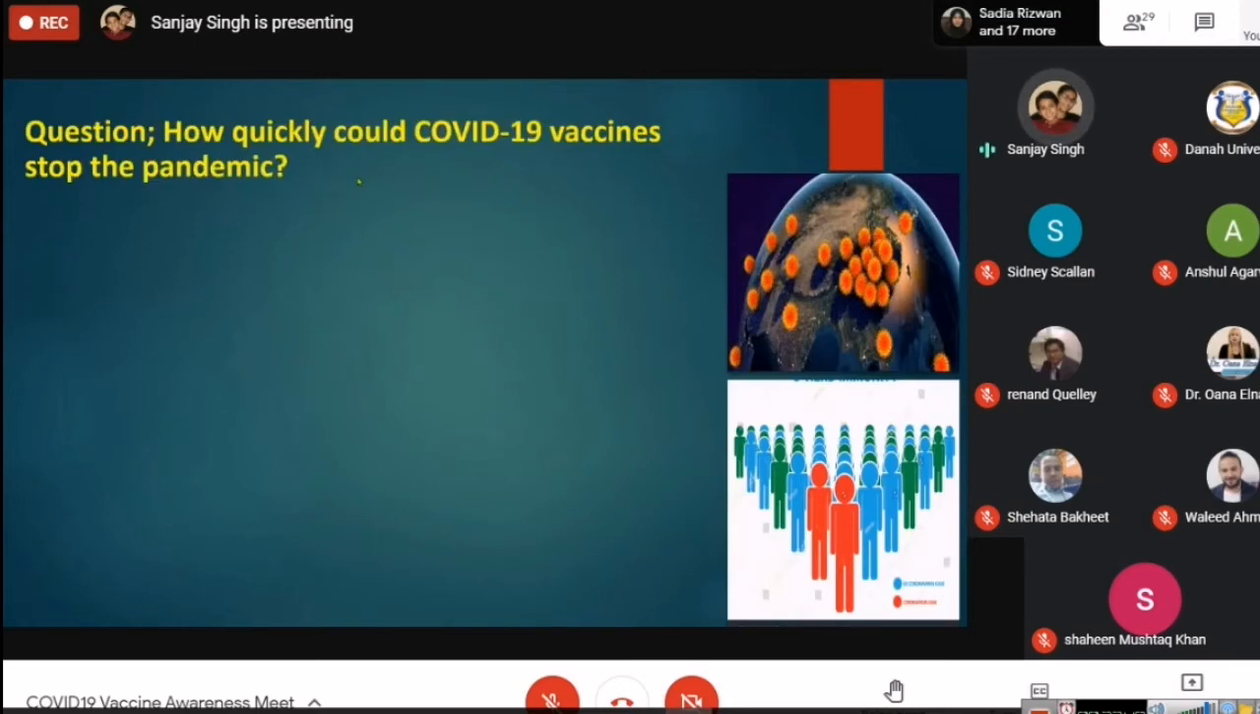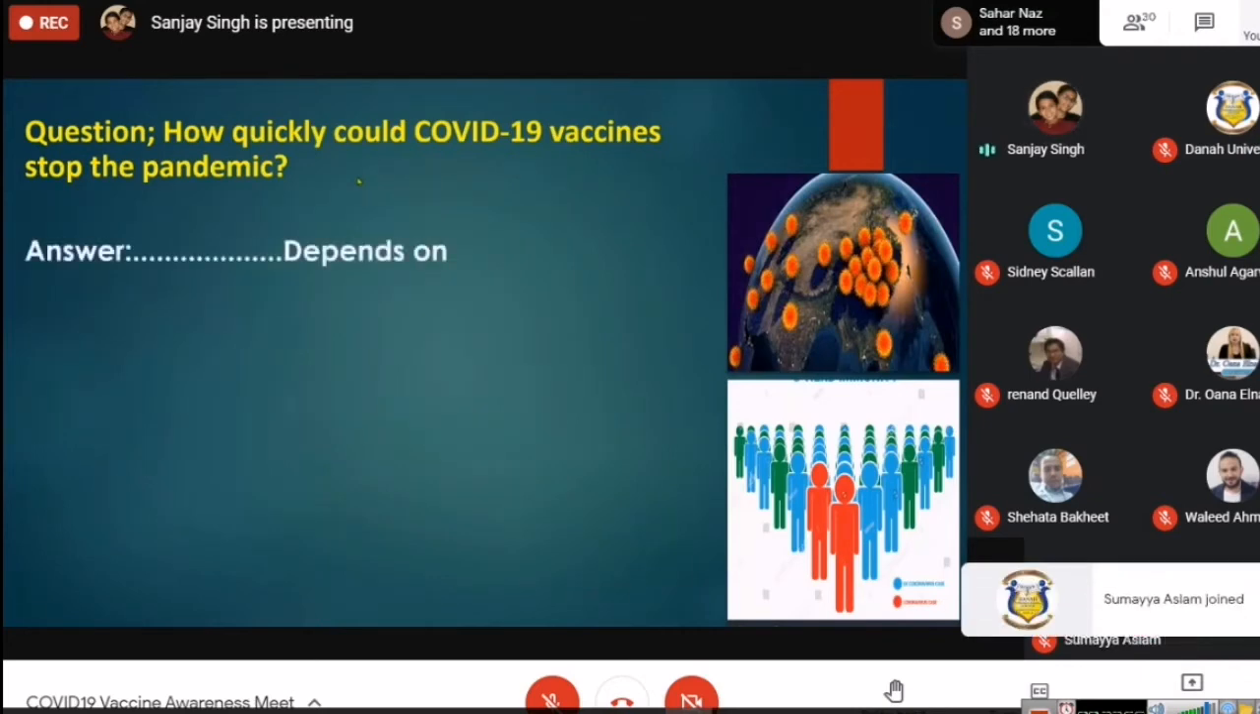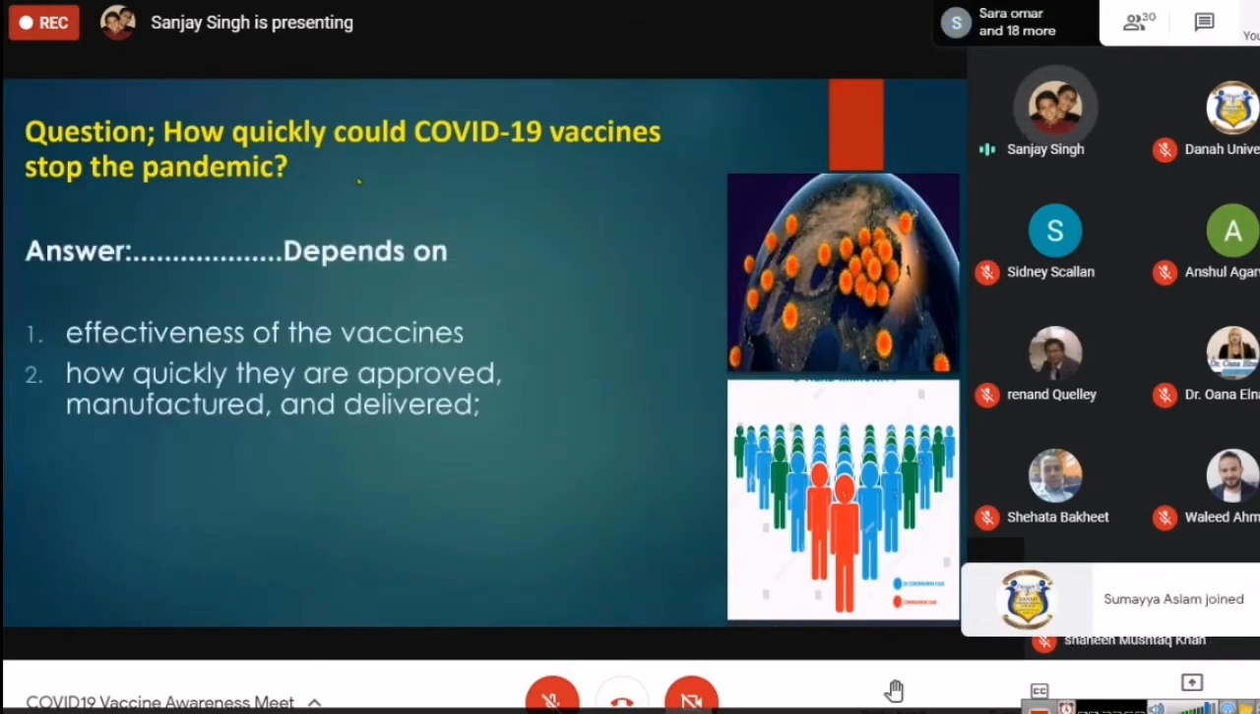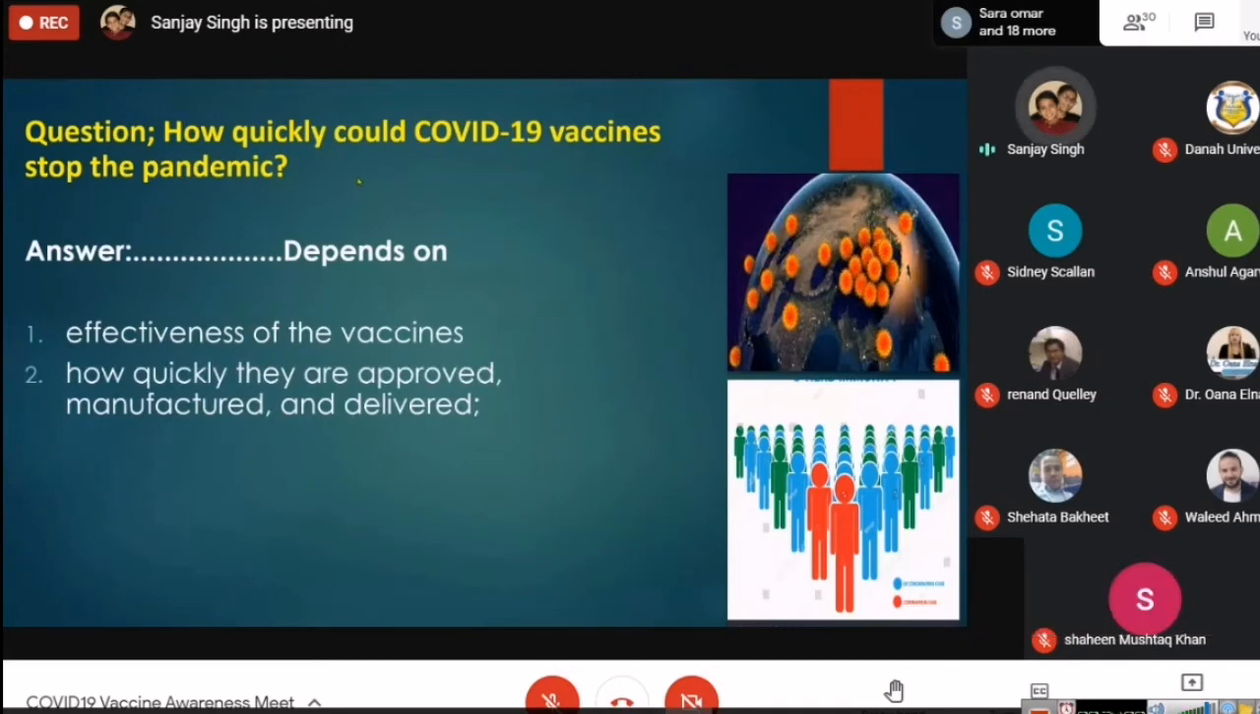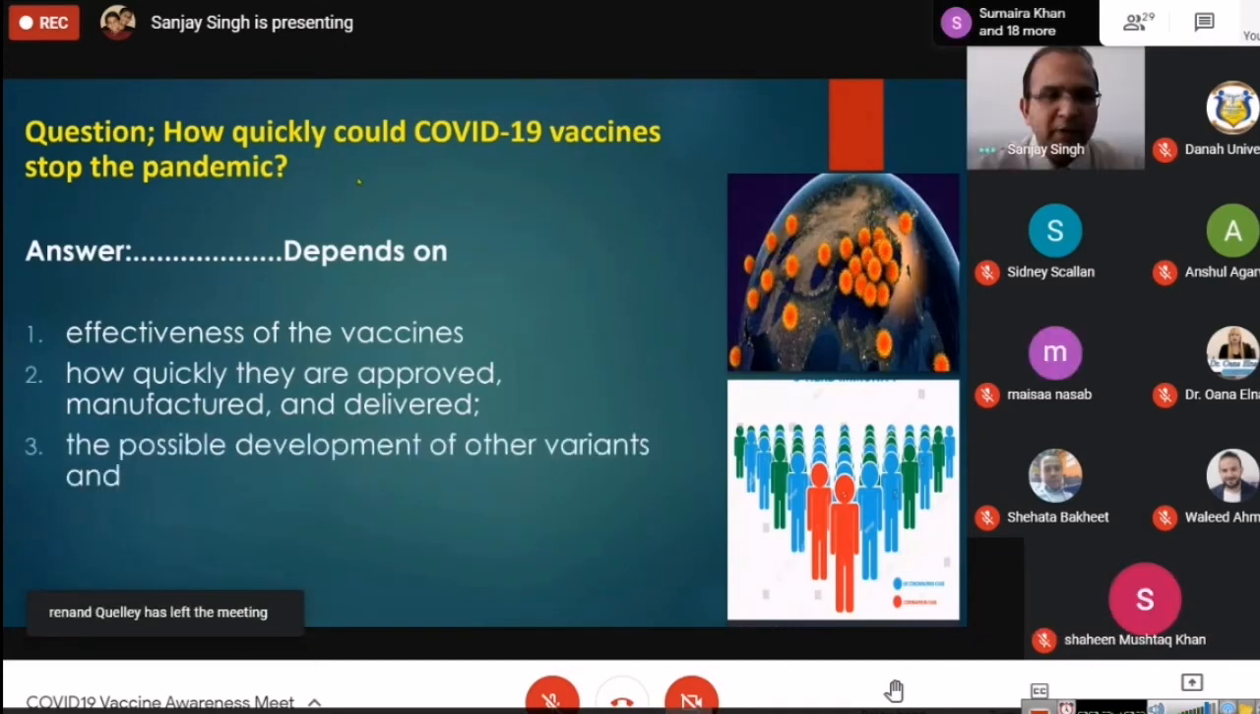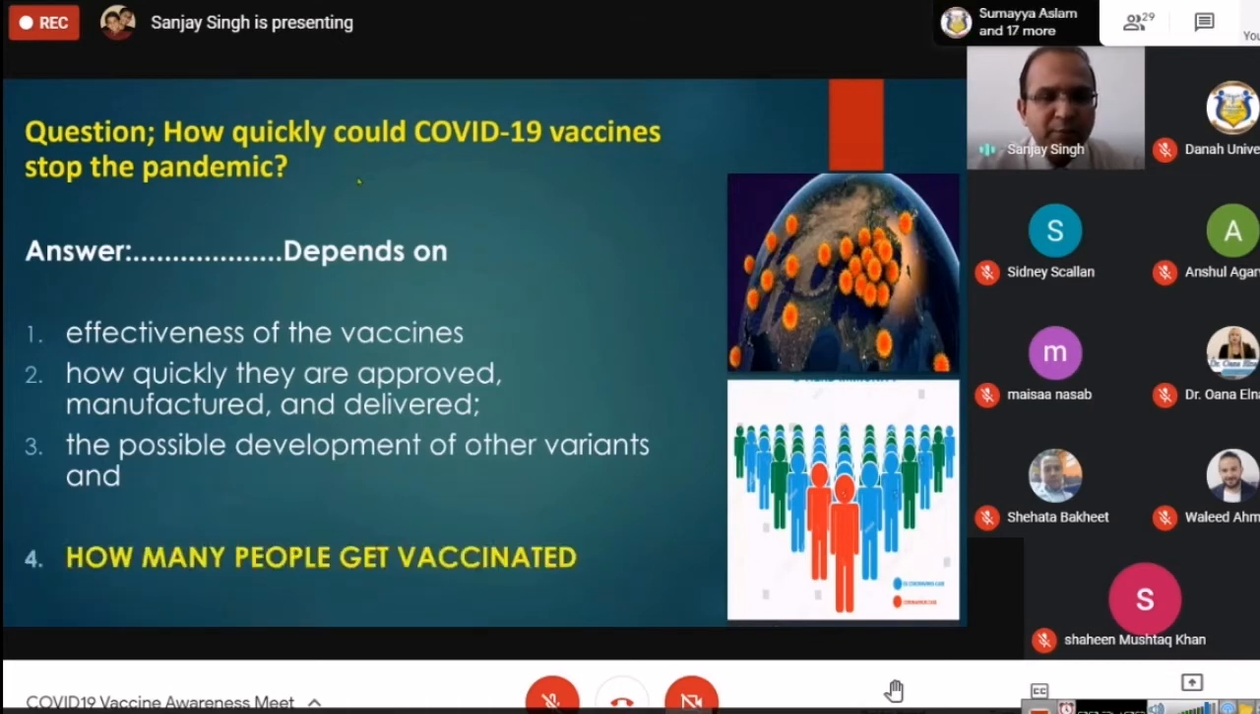How quickly would COVID-19 vaccine stop the pandemic? Well, it depends on the effectiveness of the vaccine, how quickly they are approved, manufactured, and delivered, and the possible development of other variants, and of course, how many people get vaccinated. And now you have heard of some variants that are developing nowadays in different countries.